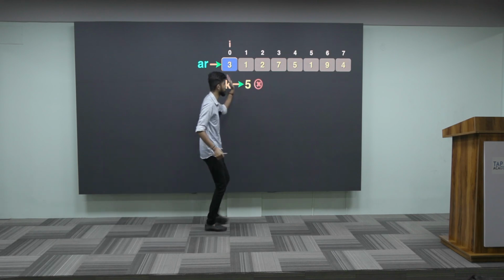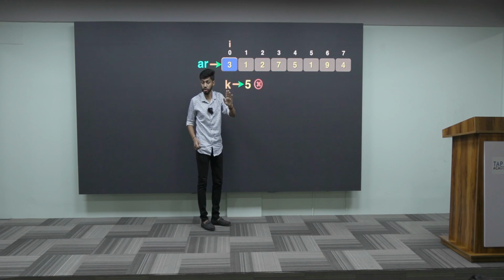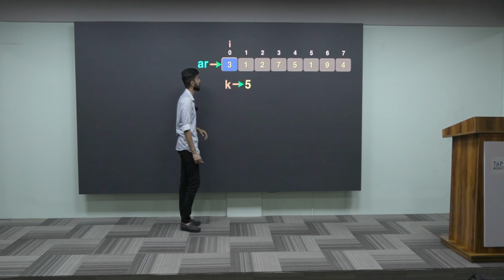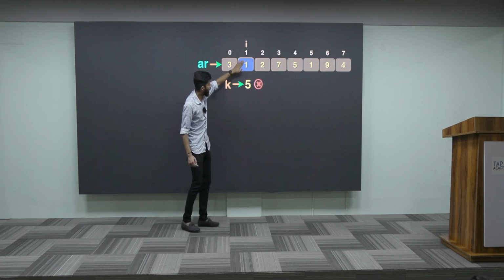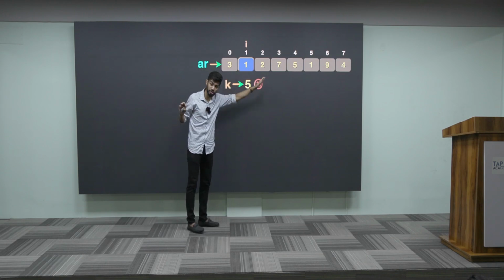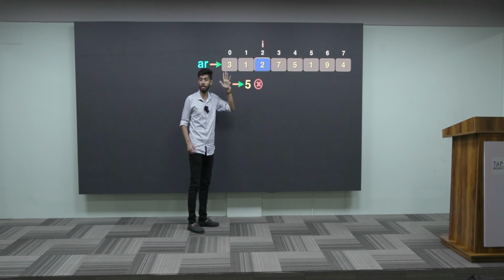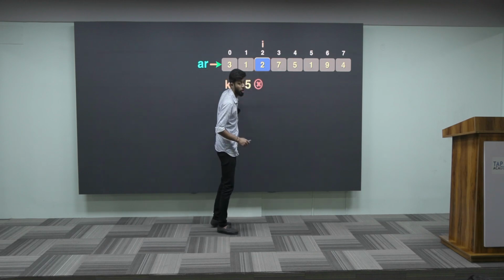Means will you say 5 does not exist, or will you continue checking? Continue checking. So is there an else part or no else part? That we will decide later. So I will increase the value of i. Are they equal or not equal? Not equal. So will you say 5 does not exist or will you continue checking? Continue checking. Next I will go to the next element. Is this element equal to this element or not equal? Not equal. So should you continue checking or not? Yes.